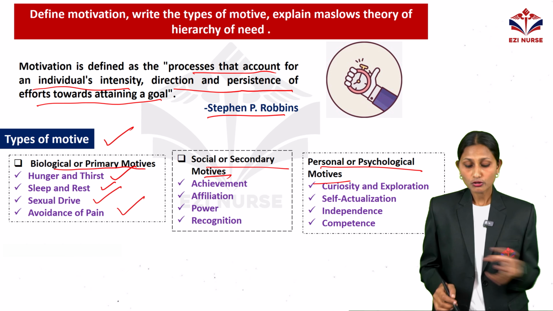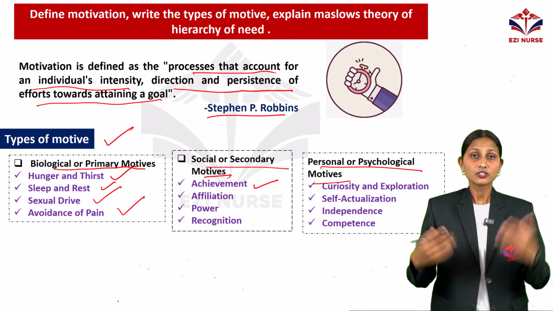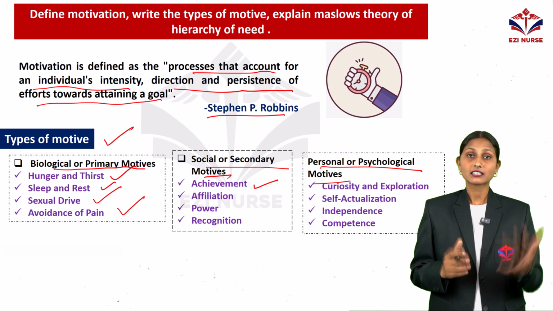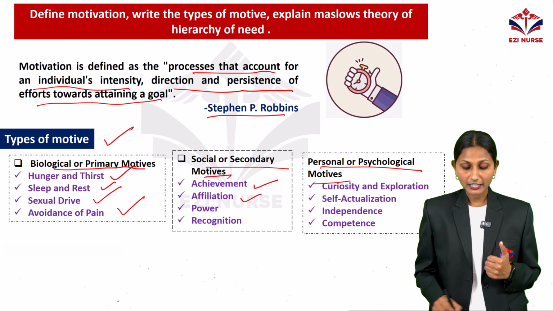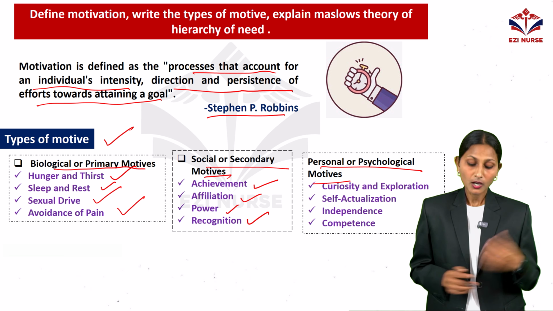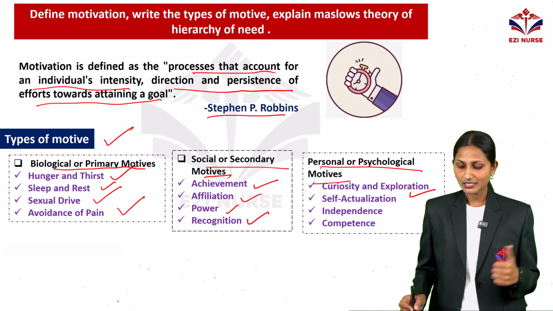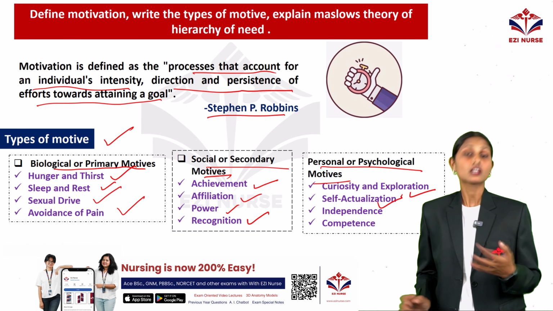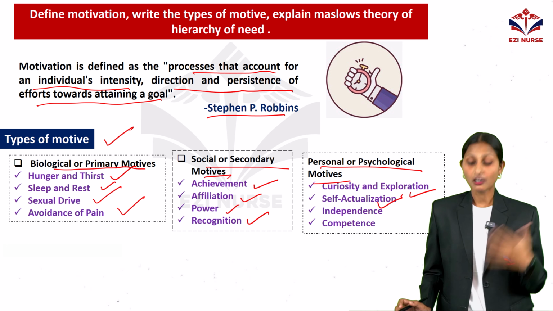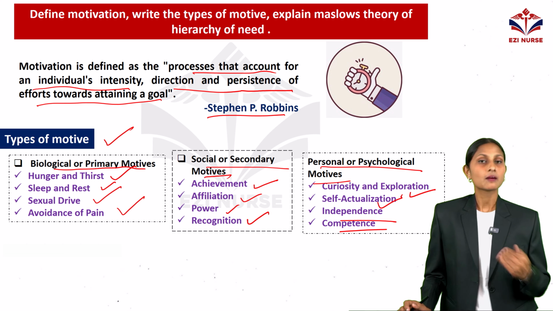The next one is the social and secondary motive. So, achievement. We are here to achieve something. We want recognition from each and every person, and that comes under the secondary motive. Affiliation, power, recognition, we want these, right? So those things come under the secondary motive. The next one is the personal or psychological motive. So curiosity and exploration, self-actualization, where we will learn and know our own capacity, our own strengths and weaknesses, independence and competence. This comes under the personal and psychological motives.